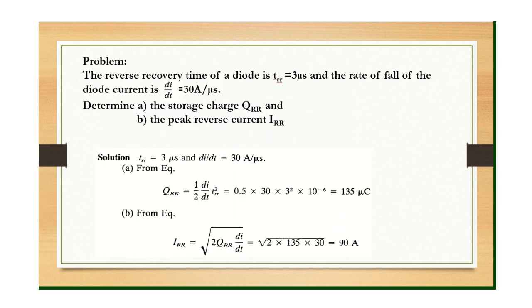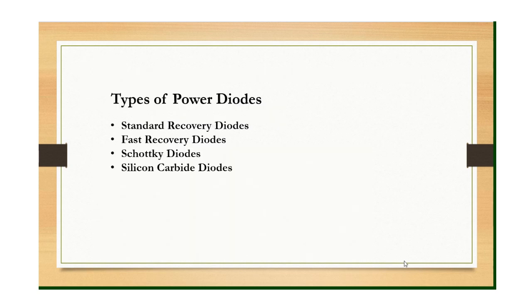Now a simple problem here. The reverse recovery time of the diode TRR is given as 3 microseconds, and the rate of fall of the diode current di by dt is also given as 30 amps per microsecond, and it is asked to find the storage charge QRR and the peak reverse current IRR. Okay, I hope you can try that. It's a simple substitution of the parameters there, and just verify if you are getting the same result, right? So that's about power diode.